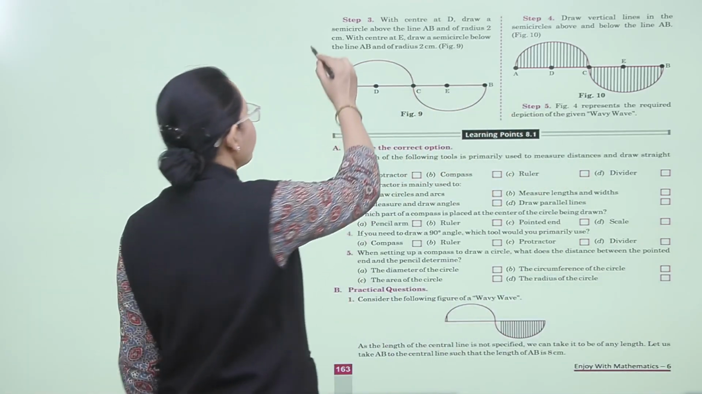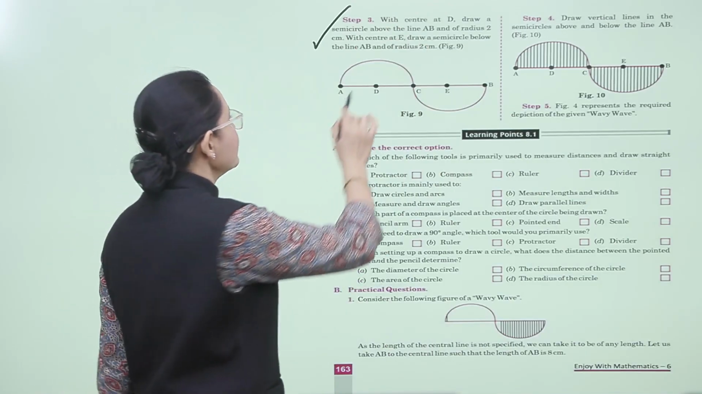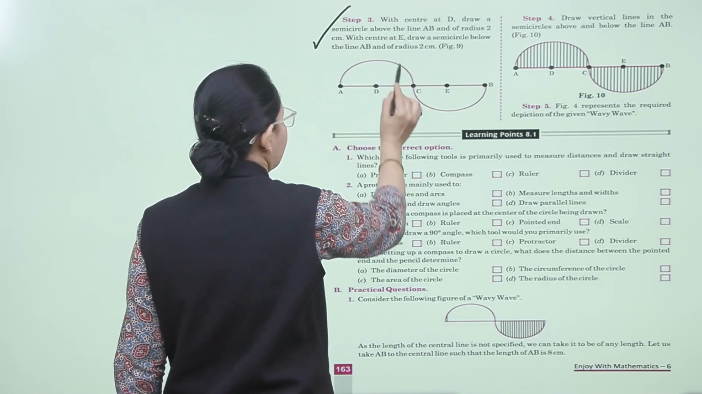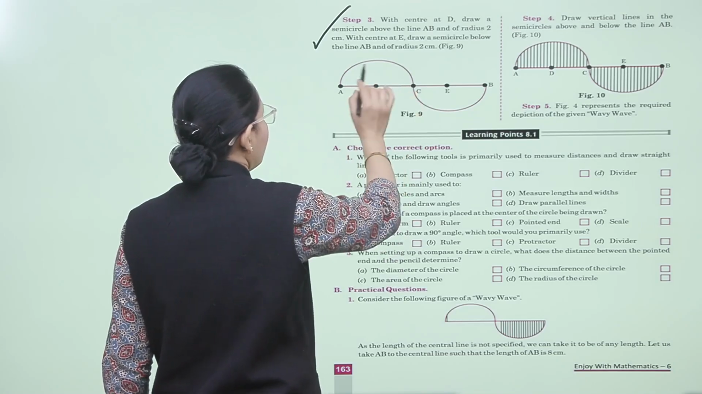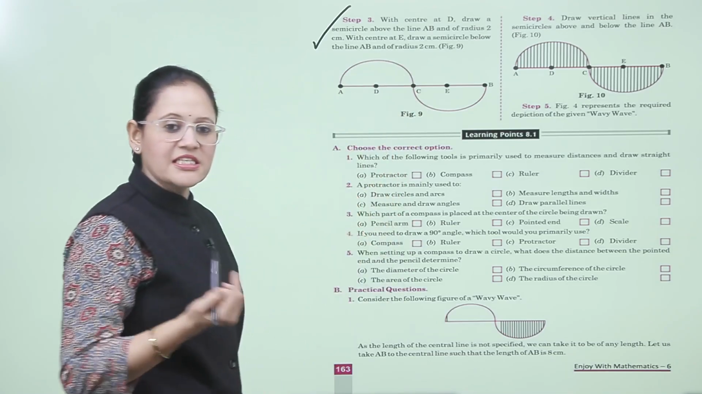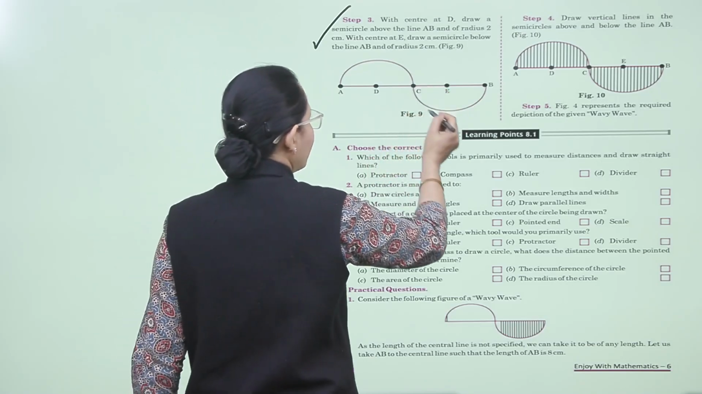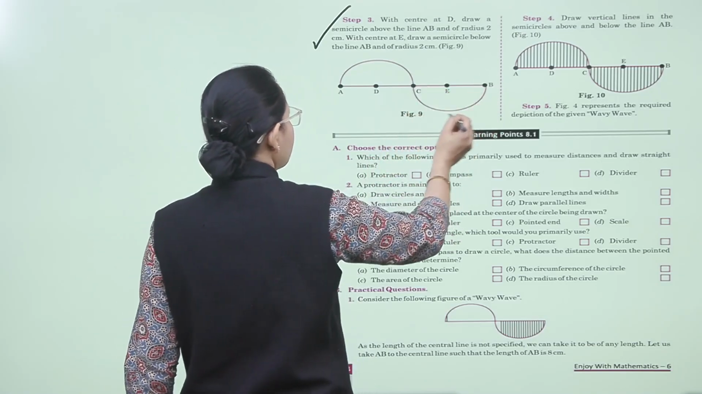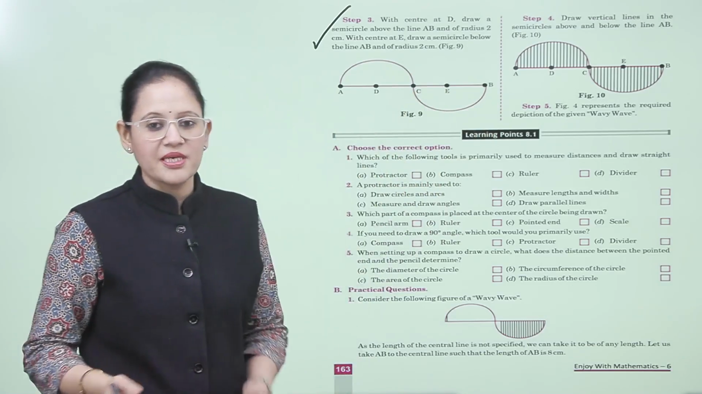Now step 3. With the center at D, draw the semicircle like this. We'll take D as a center and draw the semicircular line above AB of the radius 2 centimeter. With the center E, we'll take E as a center and draw the semicircle below. That radius is also 2 centimeter. Clear?